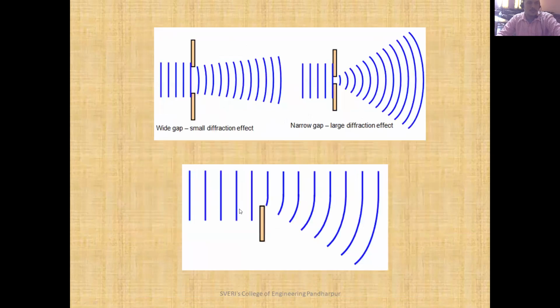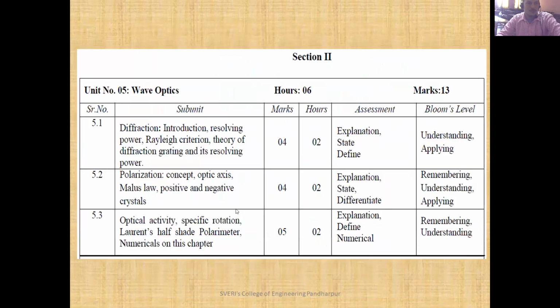This Rayleigh's criteria, this definition we have checked. So these points were covered: resolving power, Rayleigh's criteria, theory of diffraction grating, and its resolving power. That means we will be checking the resolving power derivation for this grating also. Are you getting this? Yes, sir.